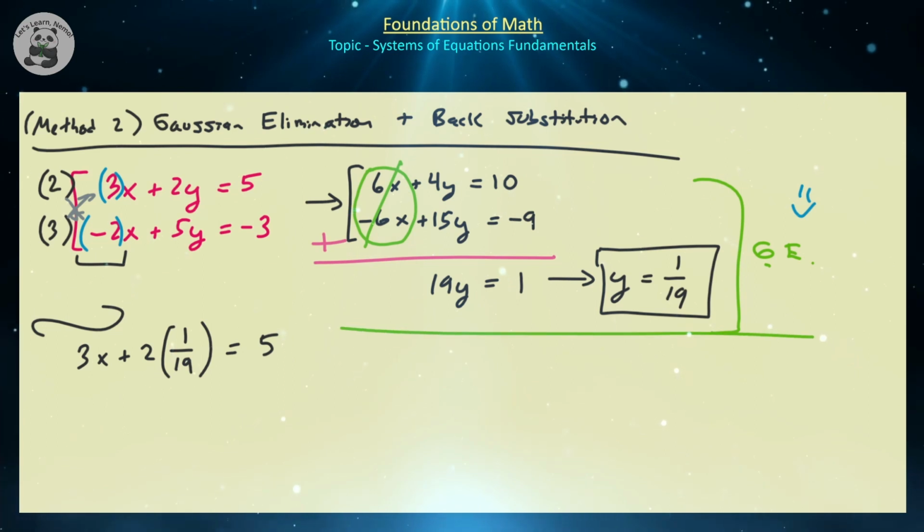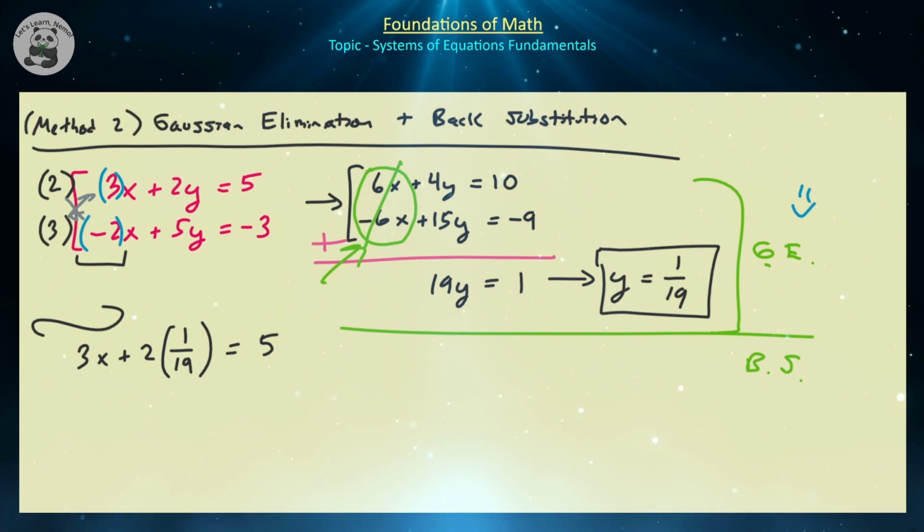And now we're going to do our back substitution. Right? So Gaussian elimination followed by back substitution. Gaussian elimination is what we're doing here. We're eliminating the variable by making the coefficients the same. And once we find one value, we use back substitution.